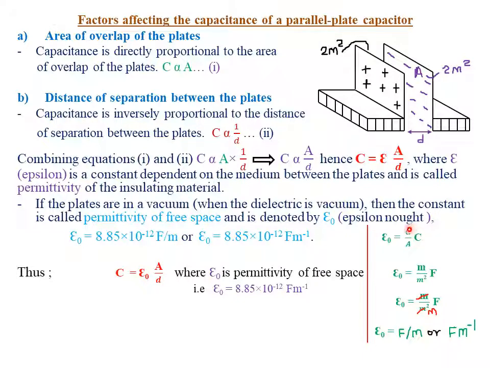separation distance. The unit for distance, which is a length, is just the meters. Then A is the area of overlap. The unit for area, of course, is the square meter. Then C is capacitance, which is measured in farad, that is F.